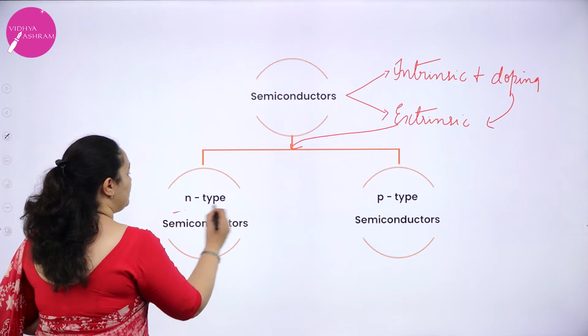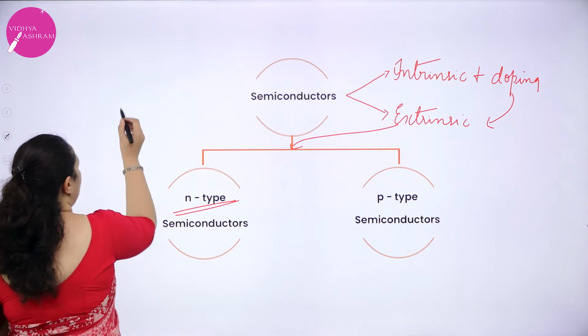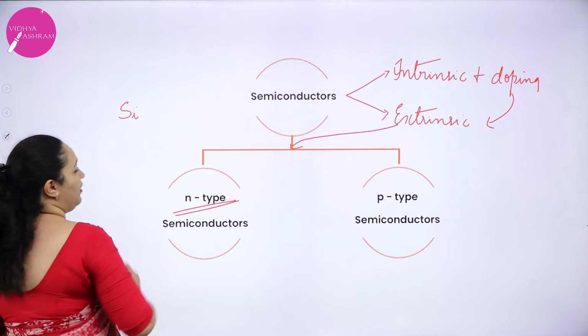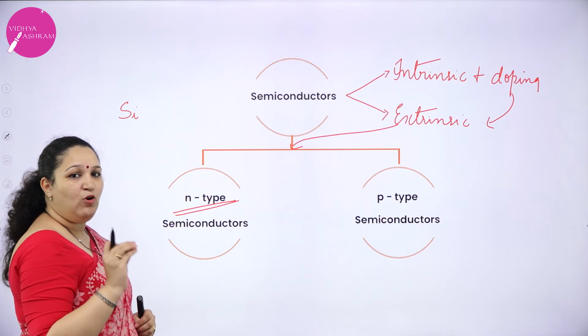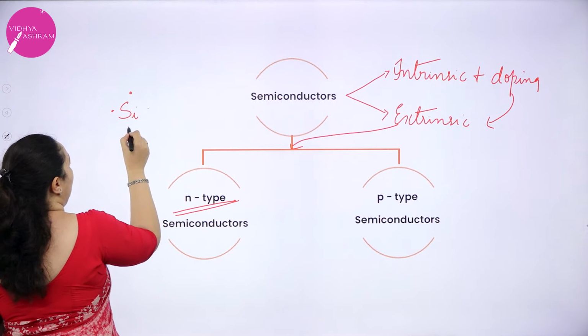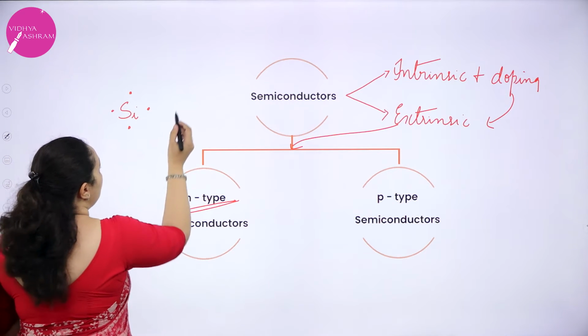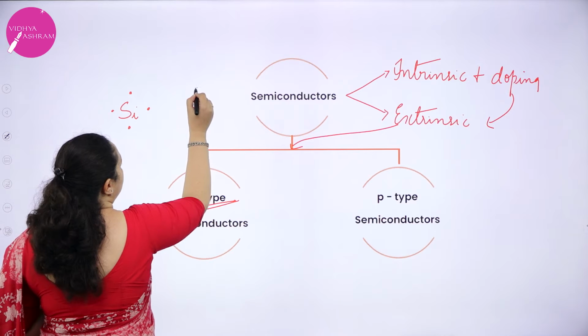For N type semiconductor, for example, I take silicon. Silicon has 4 valence electrons, see, 1, 2, 3 and 4. So 4 valence electrons are there. So there is one more silicon here.